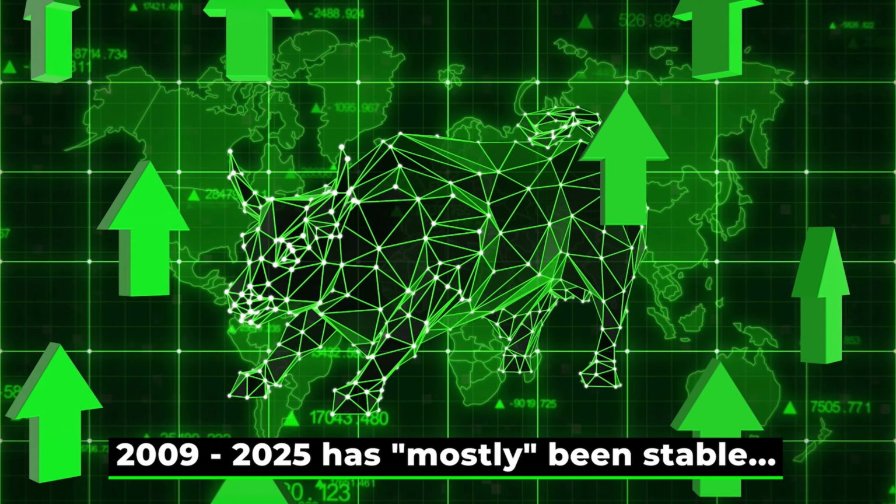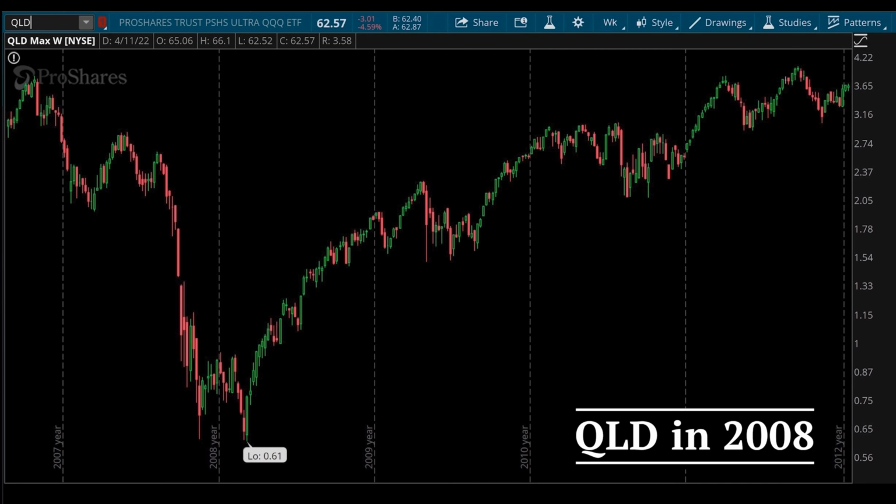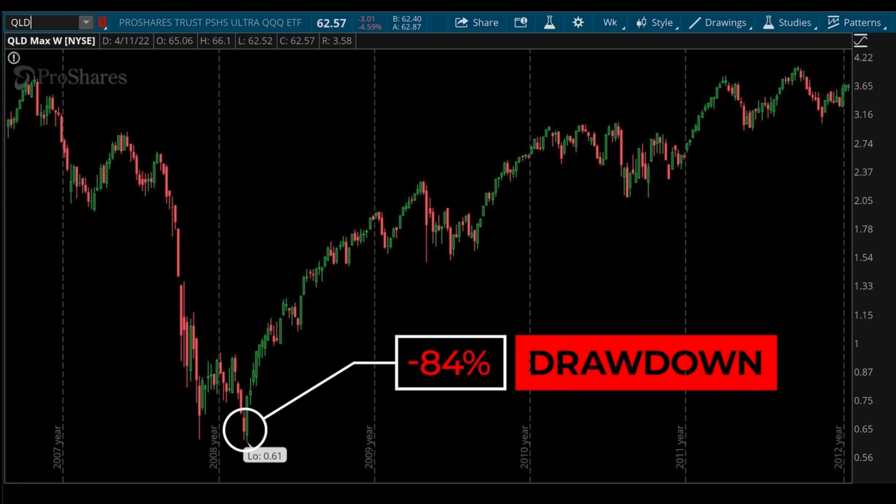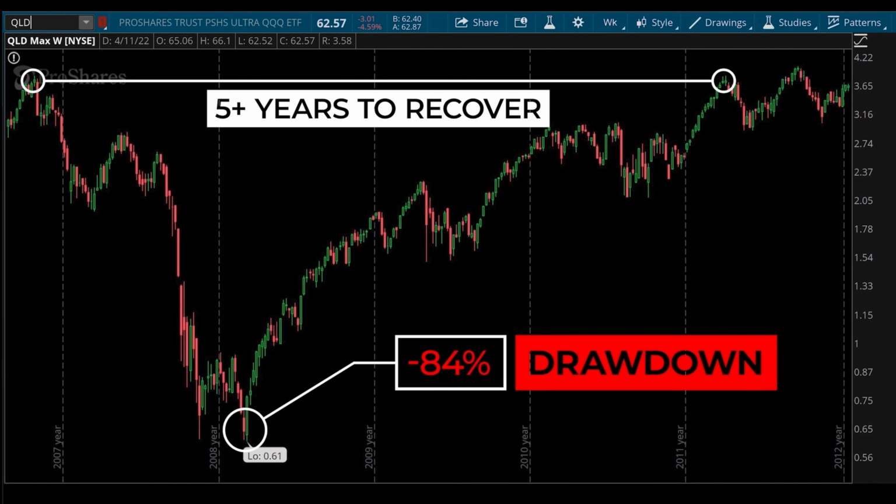Aside from a quick drop and then a fast recovery after COVID, it has actually been a very long bull market, and a lot of investors have forgotten just how bad things can get when you're holding stocks. This is the 2x leveraged QLD during the financial crisis in 2008, and that's an 84% drawdown you're looking at, and it took over 5 years to recover and finally clear the previous high from 2007.